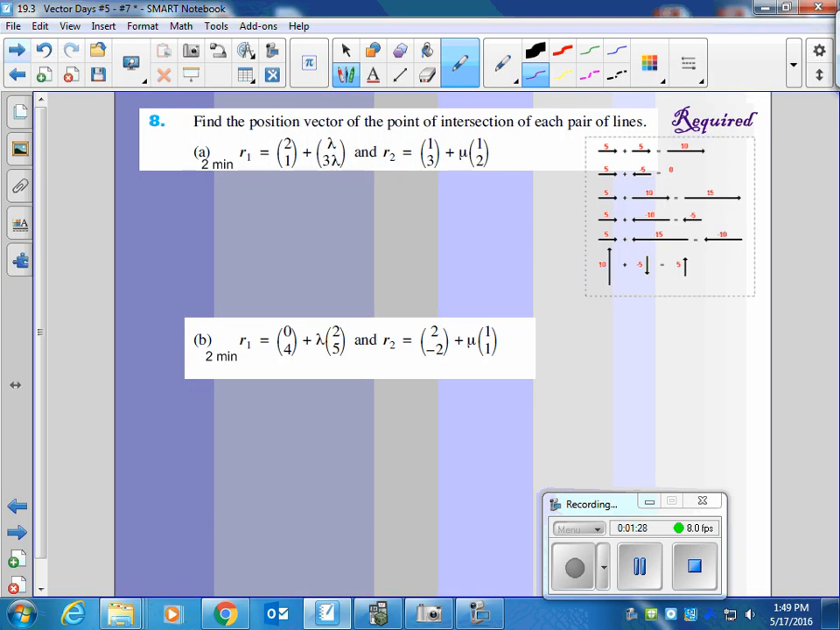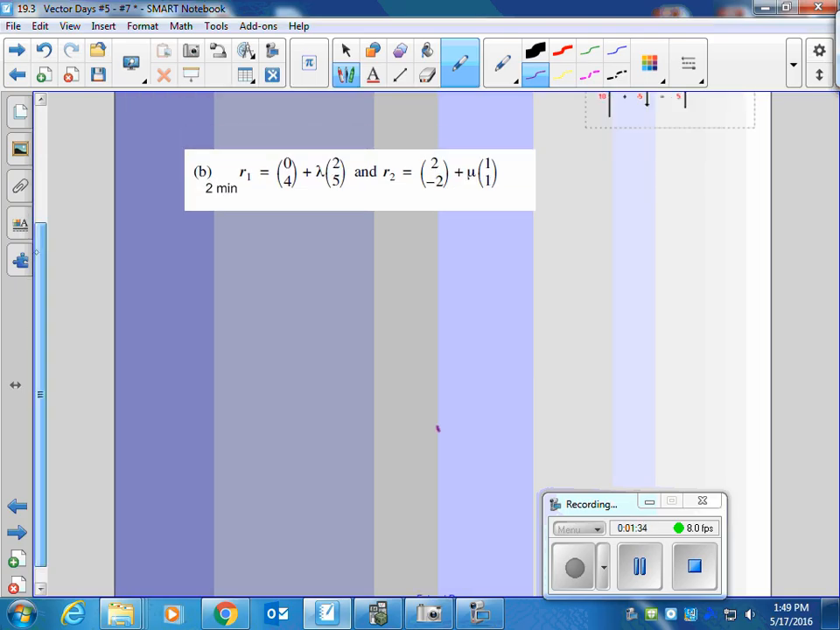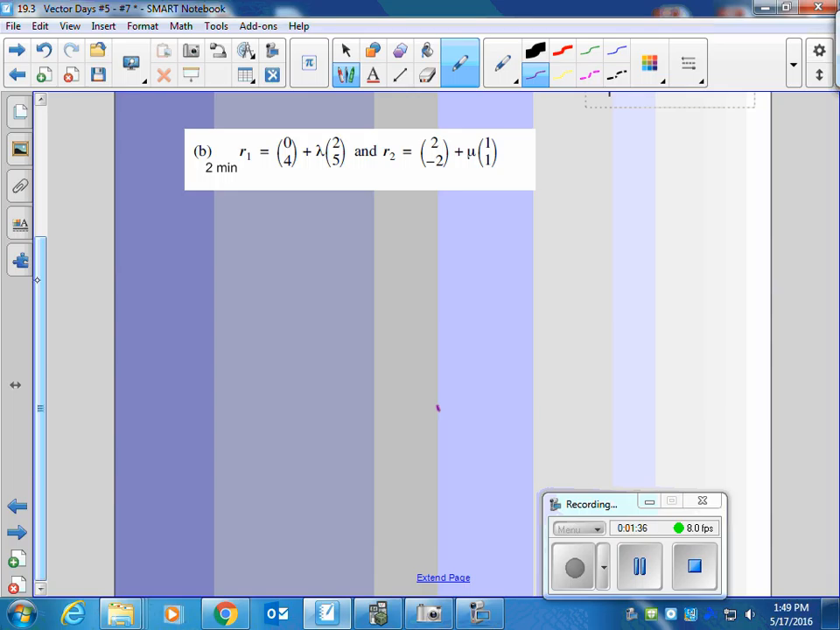How about 8B? Do 8B. This is a vector intersection. Make sure that you can do these. We'll probably have a little quiz on this Friday-ish. So make sure you can do an intersection. Whenever you see R, what can you replace it with? X, Y. There you go.